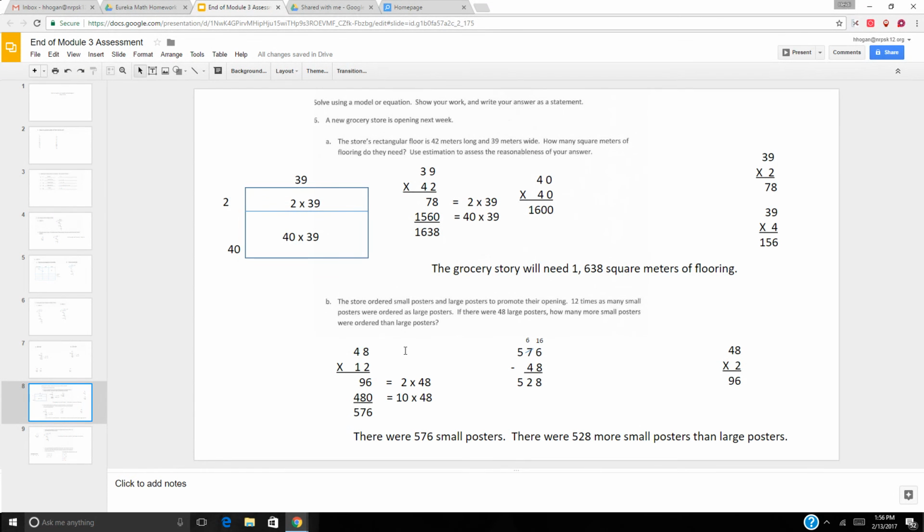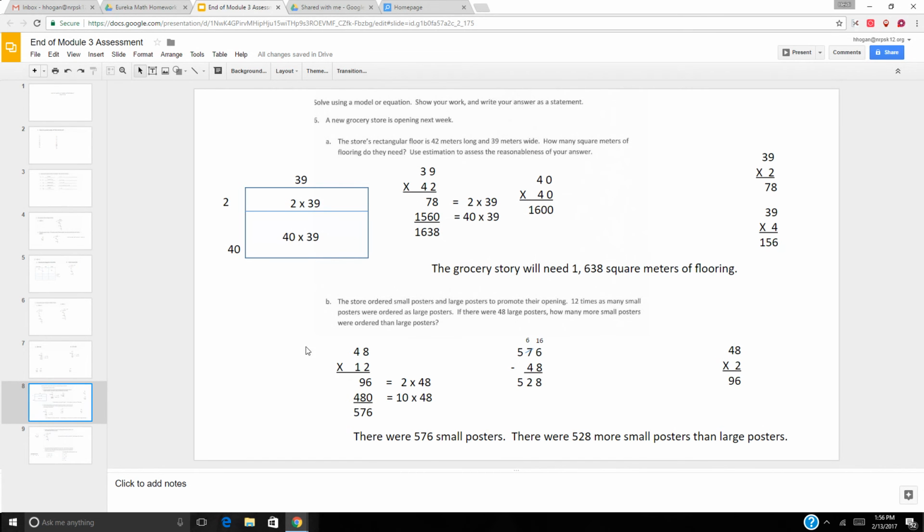This one's a little trickier. The store ordered small posters and large posters to promote their opening because they're having a grand opening. 12 times as many small posters were ordered as large. And if there were 48 large, how many more small posters were ordered than large?